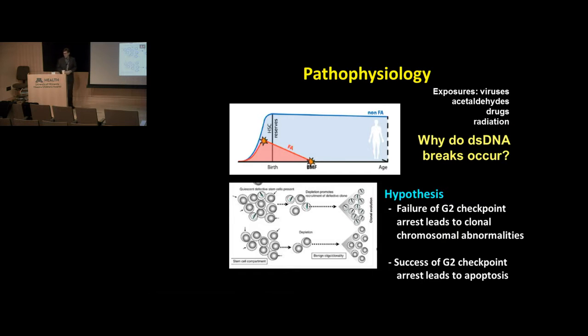So why do double-stranded breaks occur in FA? Well, it's because of exposures that we have all the time. Certain viruses are associated with that. Acetaldehydes, which are metabolites of alcohol that we're all exposed to, because it's not just drinking alcohol, it's many of the foods we eat. Things like yogurt and broccoli are high in alcohol content. And these are things that, as they're metabolized, actually cause DNA damage. And certain drugs, and certainly radiation. And in this particular case, it didn't help living over a gas station.